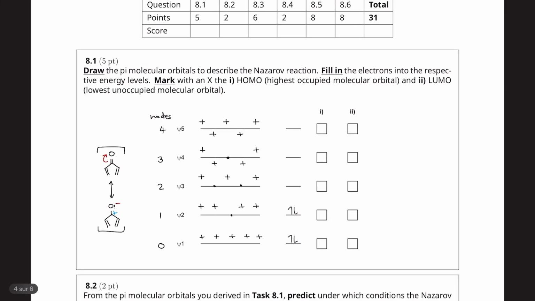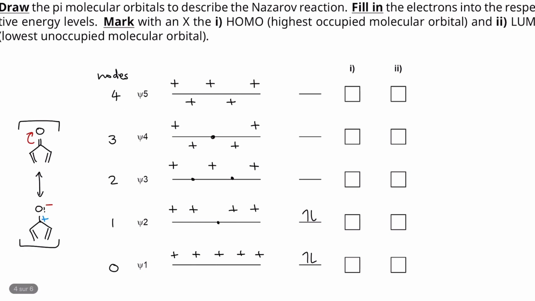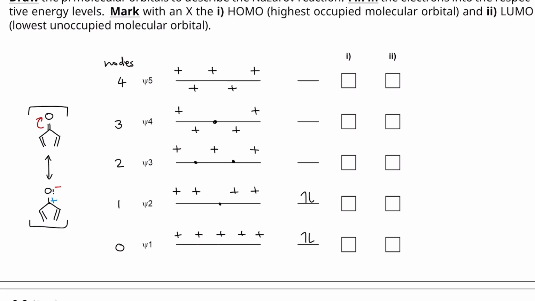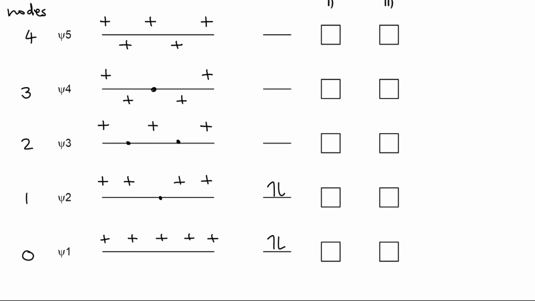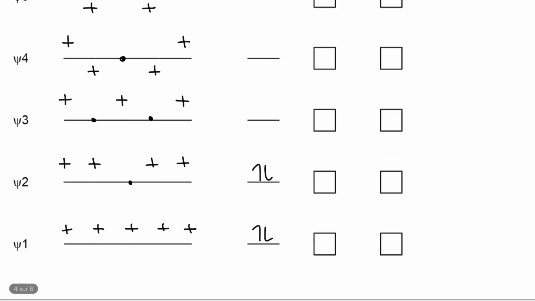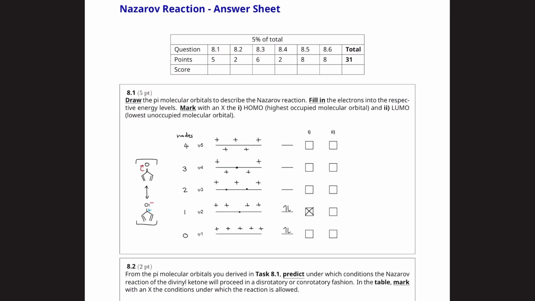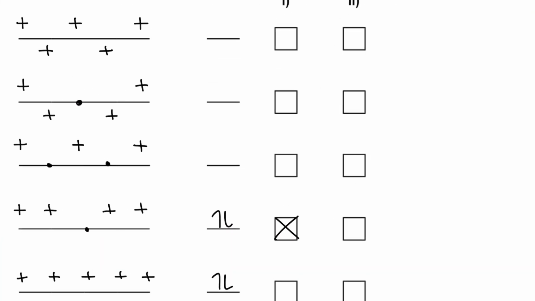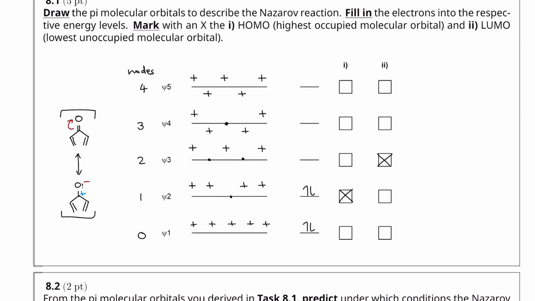The HOMO will be, of course, the orbital with filled electrons, so that's going to be marked with an X. I'm just going to cross that. And mark the LUMO. The LUMO will be the first empty orbital, sorry, not orbital, energy level. There you go.